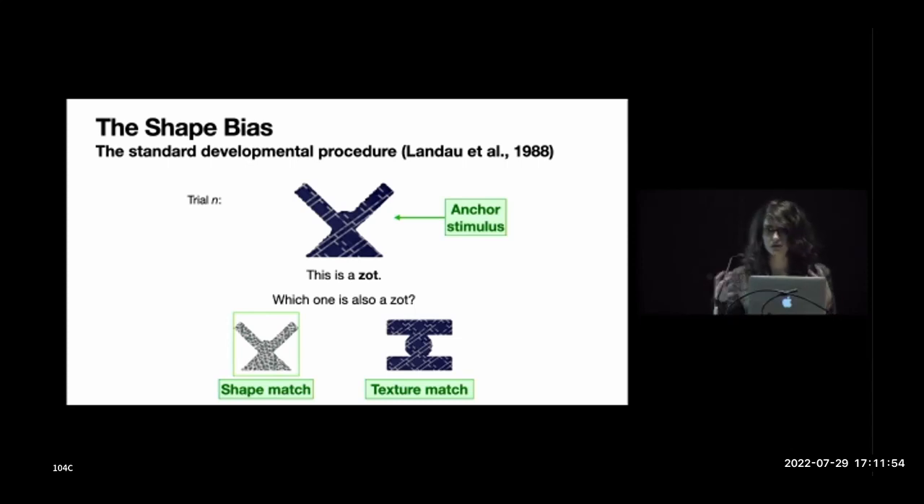Now, as we grow older and we gain more visual and linguistic experience, this preference for shape information actually grows much stronger. Like I said earlier, adults, when tested with this procedure, will choose the shape match nearly 100% of the time. So this effect is very important in understanding how humans learn and generalize.